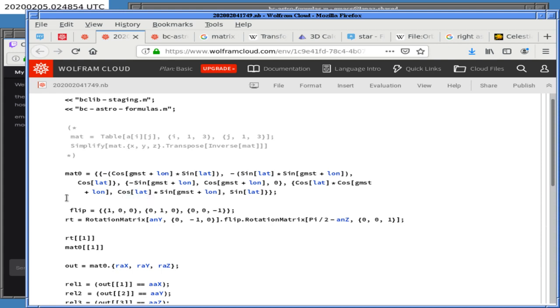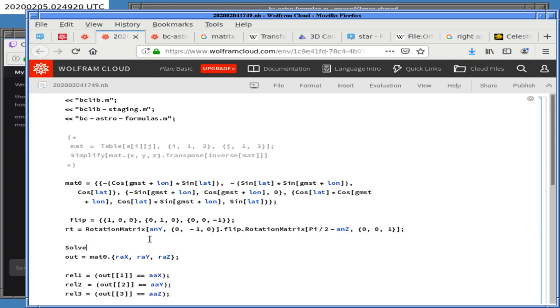Now I know what you're thinking. Can we solve these equations so that everything is equal to everything else? In other words, can we solve RT equals mat 0 for angle y and angle z? That's a damn good question. Glad you asked it.